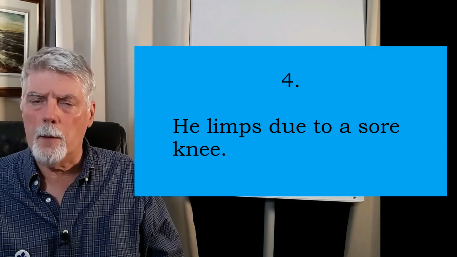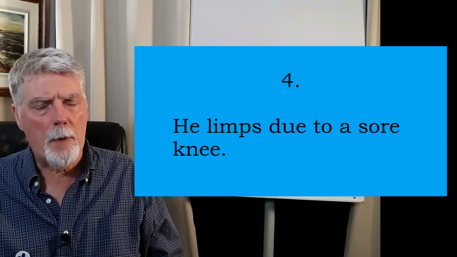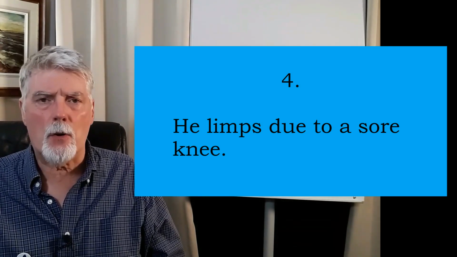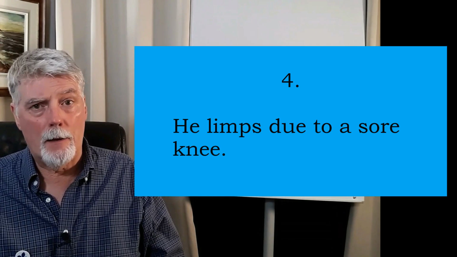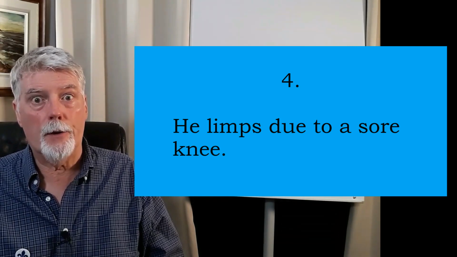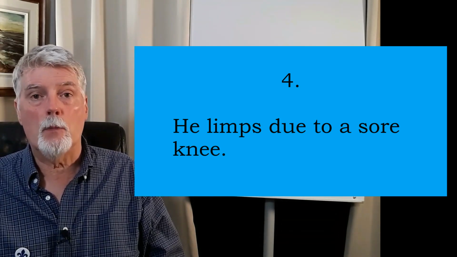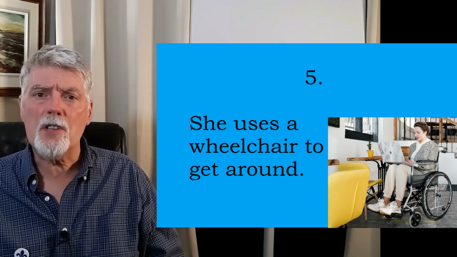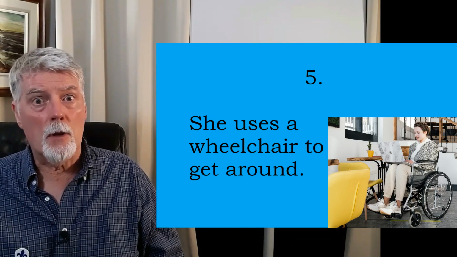Now, the verb to limp is to walk in a strange manner, usually from side to side because one of your legs or knees is not in 100% good condition. So someone will limp, to limp. Number 5, she uses a wheelchair to get around. Repeat.